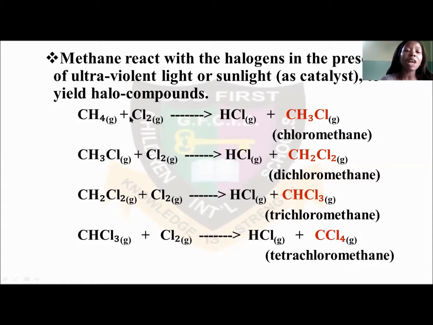So in the first step, methane reacts with chlorine, you have hydrogen chloride gas, and then you have chloromethane. Then that chloromethane reacts with more chlorine gas, and you have dichloromethane. Dichloromethane reacts with more chlorine gas, you have trichloromethane, and when trichloromethane reacts with more chlorine gas, you now have tetrachloromethane. So subsequently, each of the hydrogen atoms in methane is substituted by a chlorine atom.